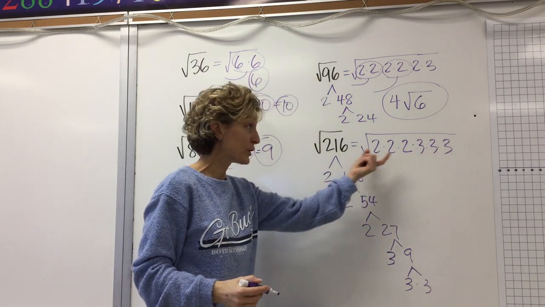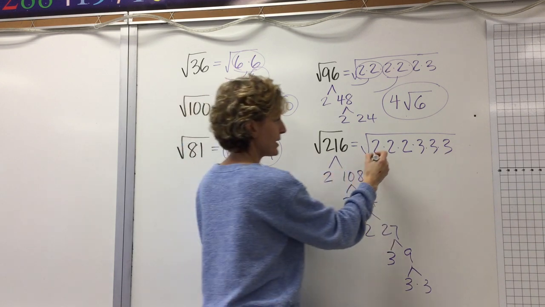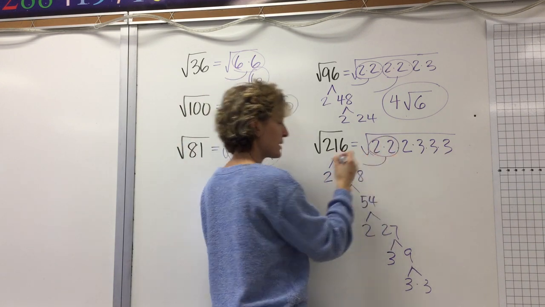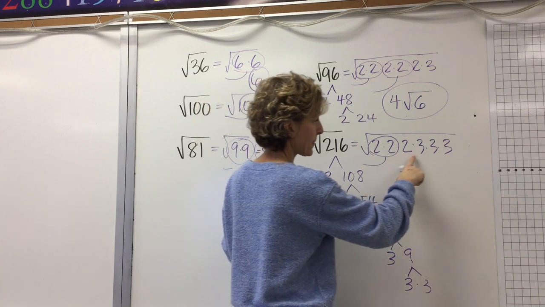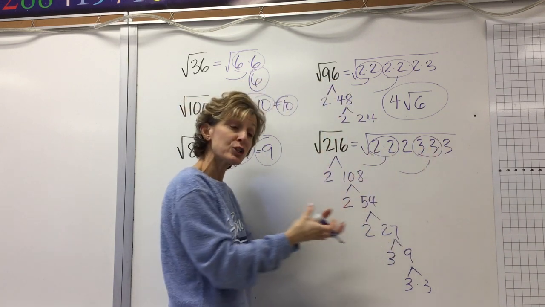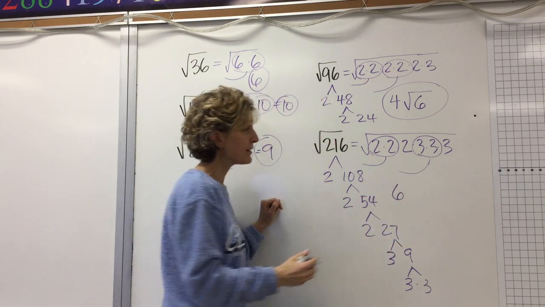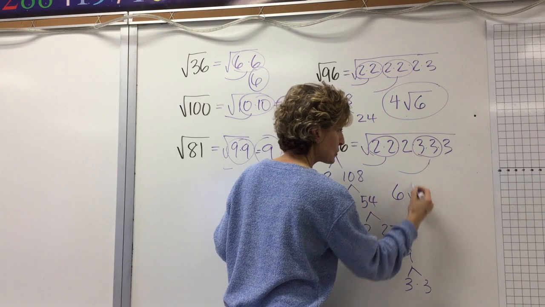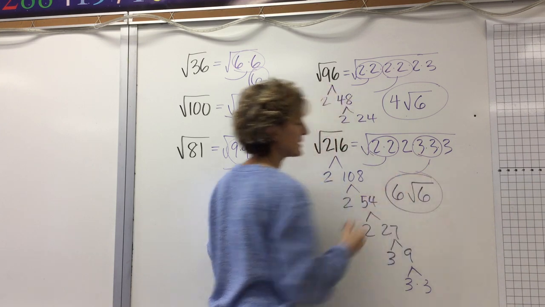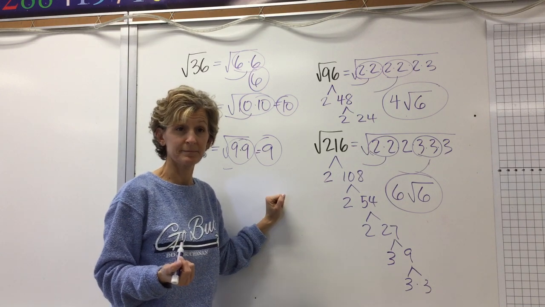Okay, and we're looking for our pairs. Every time you have a pair, 1 gets to come out. So I have a pair of 2s, a 2 gets to come out. I have a pair of 3s, a 3 gets to come out. So a 2 and a 3 came out, that's 6, because you multiply. And what's left inside? 2 times 3, which is 6. So that's your answer. Simplifying square roots. All right.